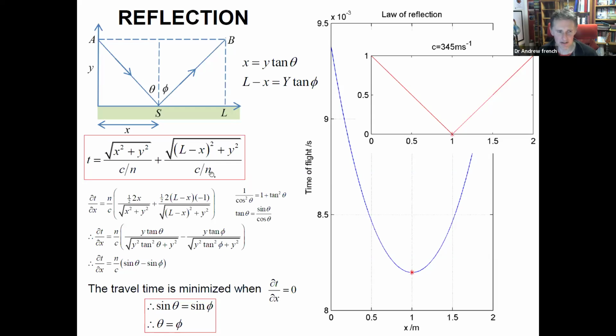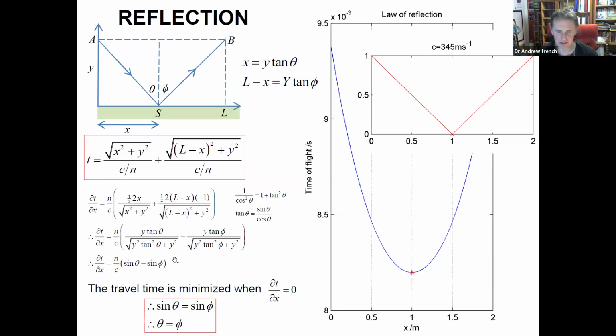So what you do is you work out the time, and then you say, okay, let's differentiate it. Let's work out the derivative of this with respect to x. That's my only variable. And if you do that, and use a bit of calculus, when that is 0, that happens when sine theta is sine phi. So there's a little bit of trigonometry to do there. And so in other words, when phi is equal to theta.